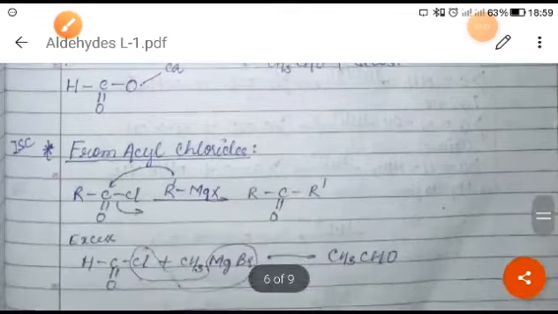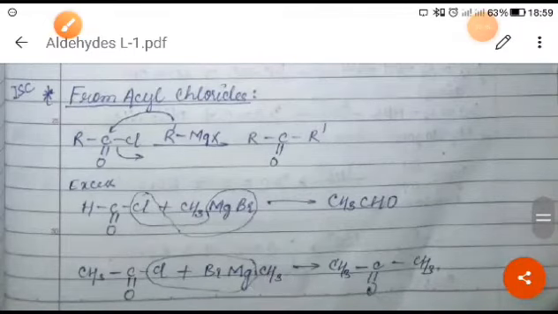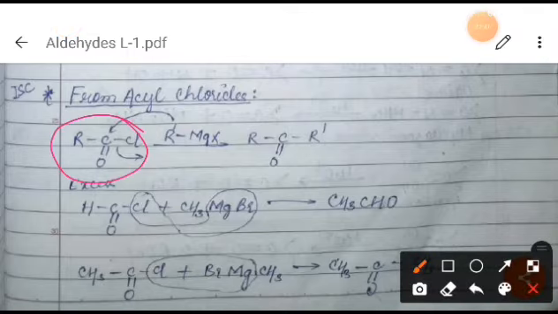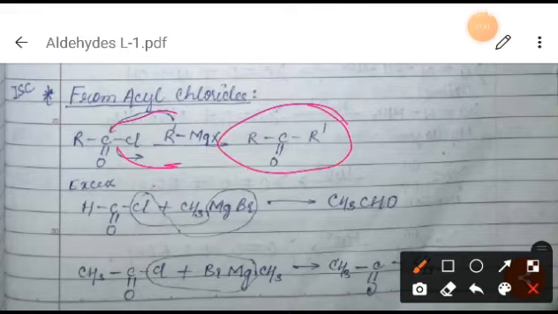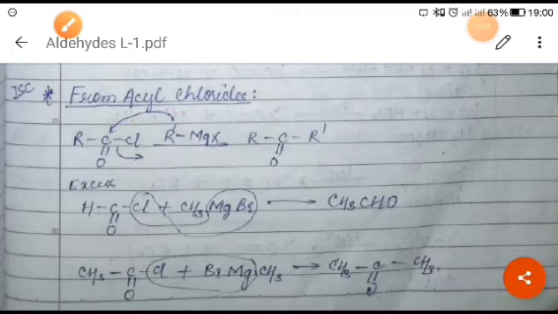So now next is reaction from acyl chloride. So it is also very easy. In presence of Grignard reagent, we are doing this, right? We have taken one acyl chloride, it will be taken in excess, okay. So what will happen? This R, since it is carrying a negative charge, it will attack this carbon, and when it attacks this carbon, the Cl will come out from the reaction. So we will get this ketone, right?